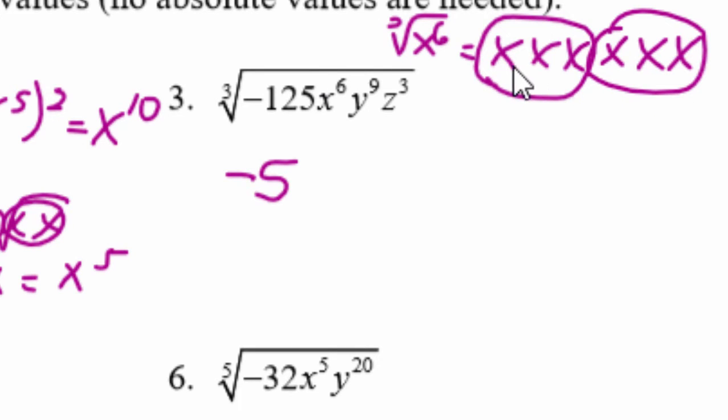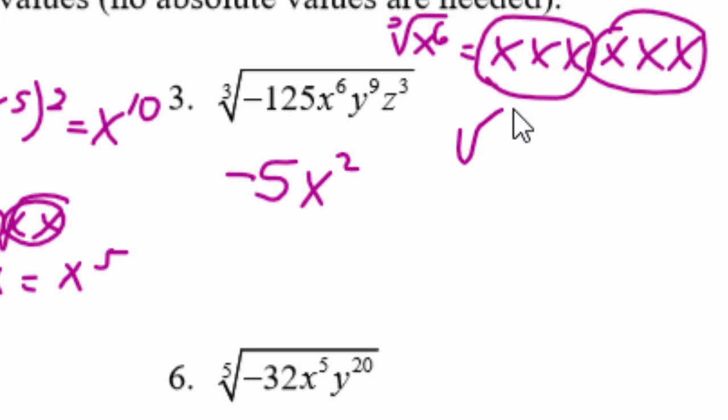The cube root, we're looking for, the groups have to be cubes, so they have to be 3 of each thing, right? So we have a group here of x's, 3 x's, and another group of 3 x's. So x times x is x squared.